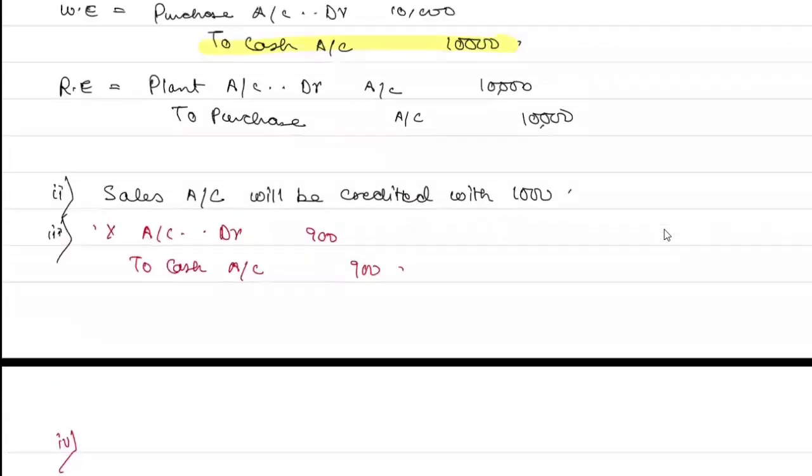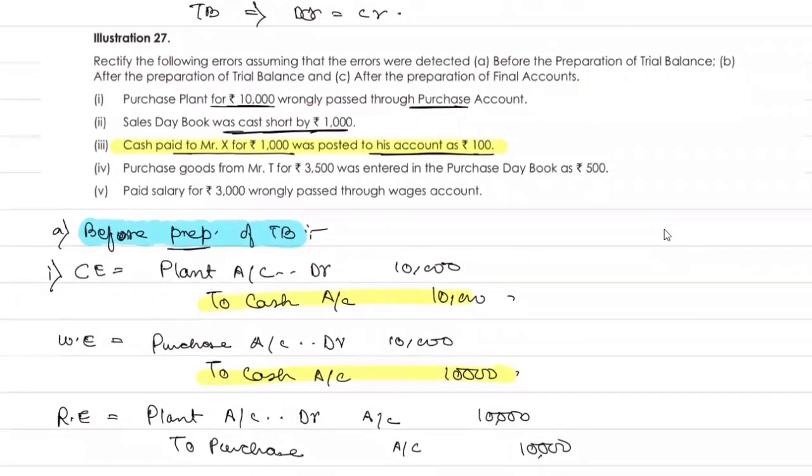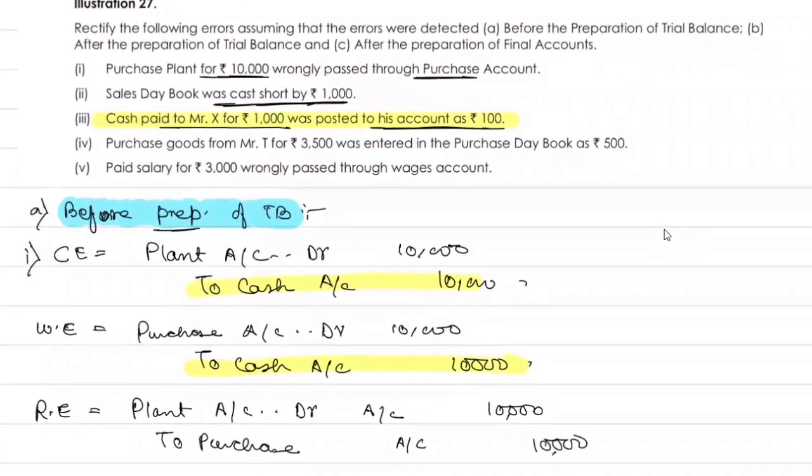Let's go to entry 4. Purchase goods from Mr. T for 3,500 was entered in the purchase day book as 500. That means we have shown less purchase. The purchase is understated. Okay. Try to use these words now, so that if a question comes, you can use it.